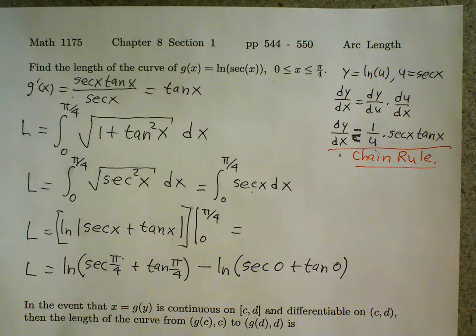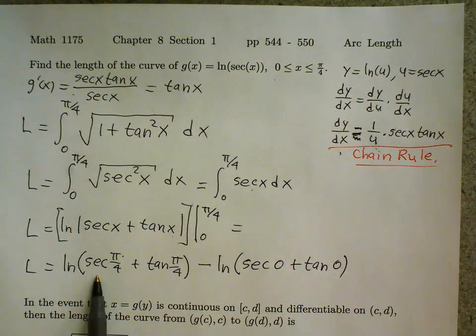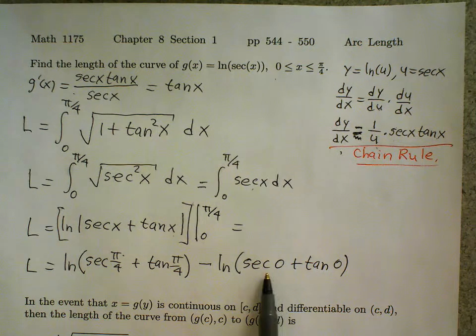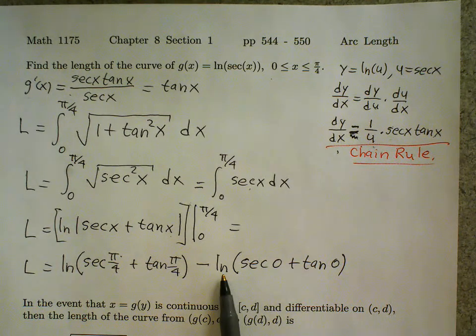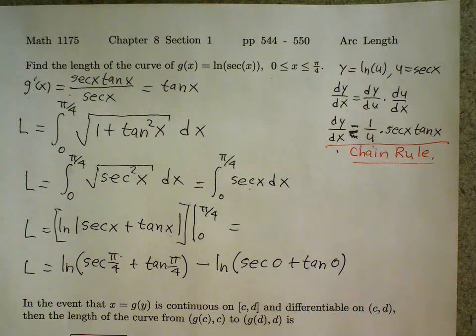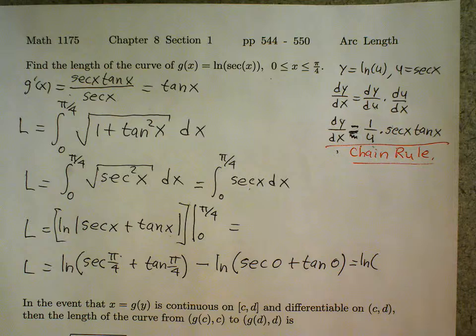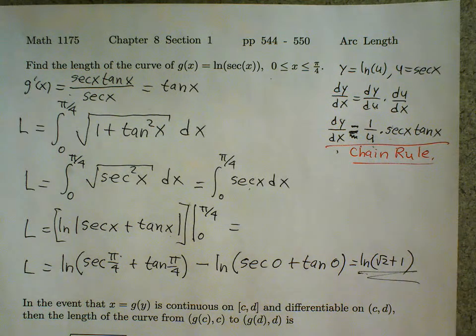Secant of pi over 4 is the reciprocal of cosine of pi over 4. Cosine of pi over 4 is 1 over the square root of 2. So that means secant of pi over 4 is the square root of 2. Tangent of pi over 4 is 1. Secant of 0 is 1, tangent of 0 is 0. The natural log of 1 is 0. So this is going to simplify to the natural log of the quantity square root of 2 plus 1. So that's the arc length.